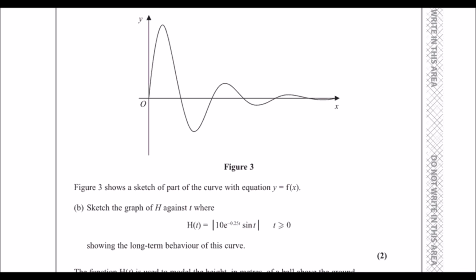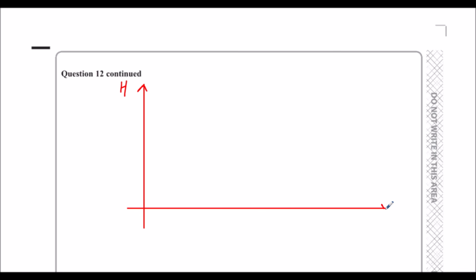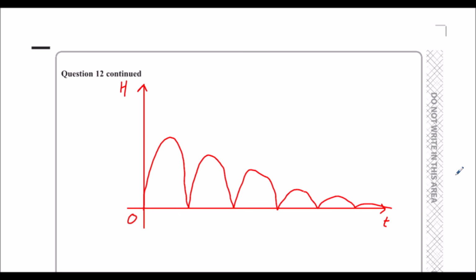So let's draw this h against t. We've been given a space to draw it. So we've got h, t, and we're just going to have these curves, these waves, getting smaller every time. So the first one should be the highest, and then the next one shallower, and then shallower again, something like that. So getting shallower every time.